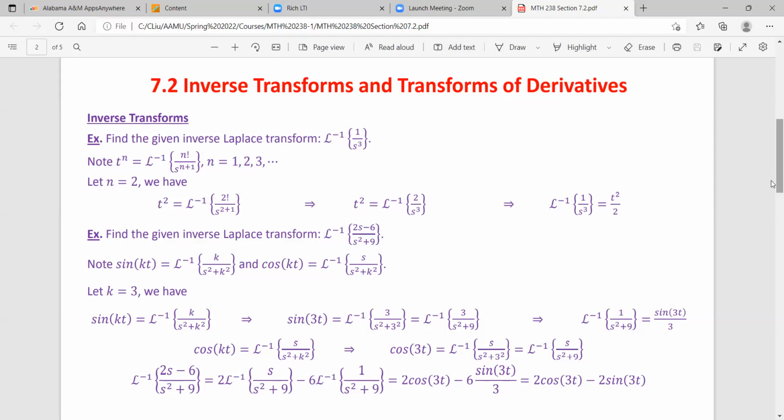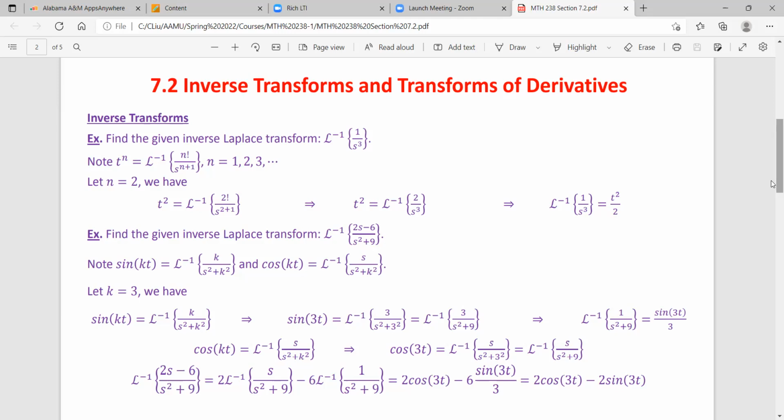Find the given inverse Laplace transform of 2s minus 6 over s squared plus 9. Okay, so this time we're going to use the formula of sine kt equals inverse Laplace transform of k over s squared plus k squared. So anytime you see this kind of problem, to find the inverse Laplace transforms, you just check the function inside and see which one matches the formulas we have.